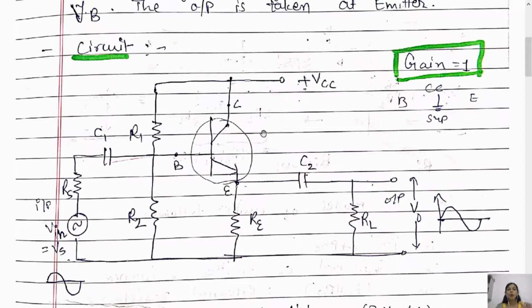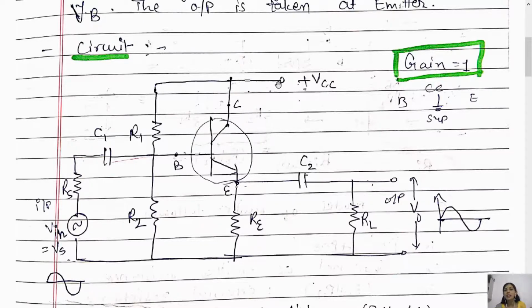The most important thing is the capacitances. C1 is the coupling capacitor and C2 is also a coupling capacitor. The important thing is that the collector is connected to the plus VCC. Now let's understand the connection. Let me explain the connection of the CC amplifier, right?